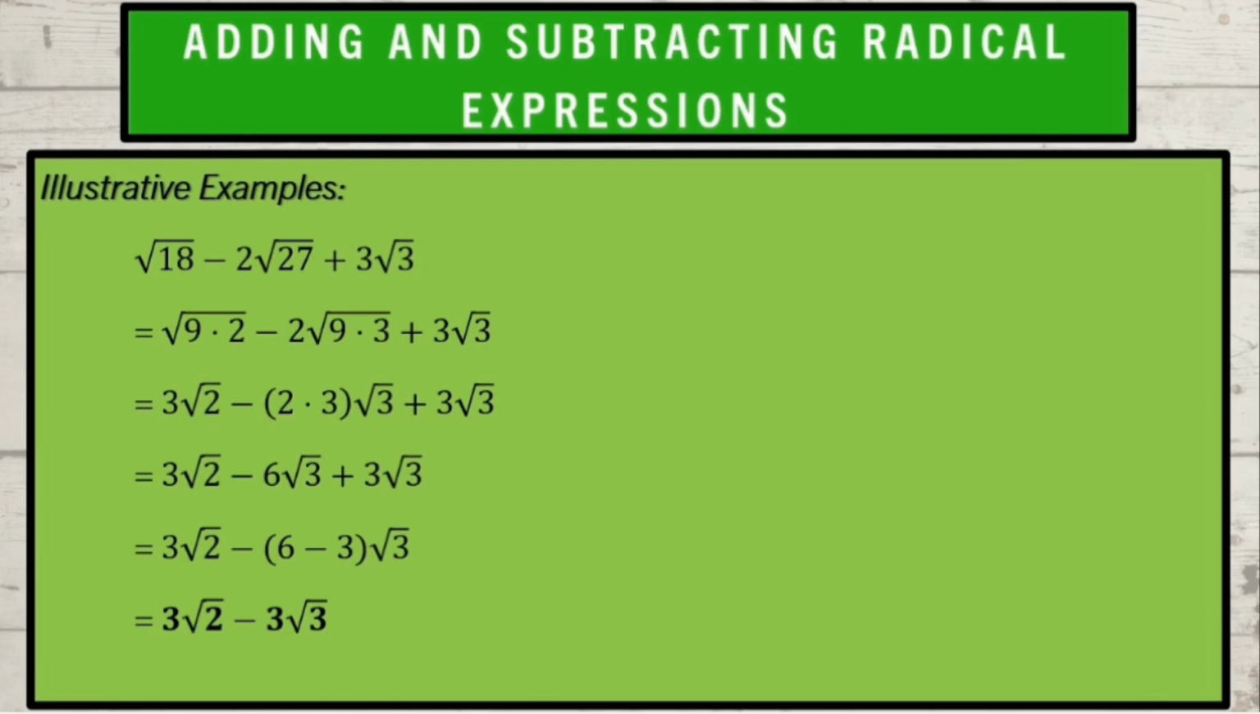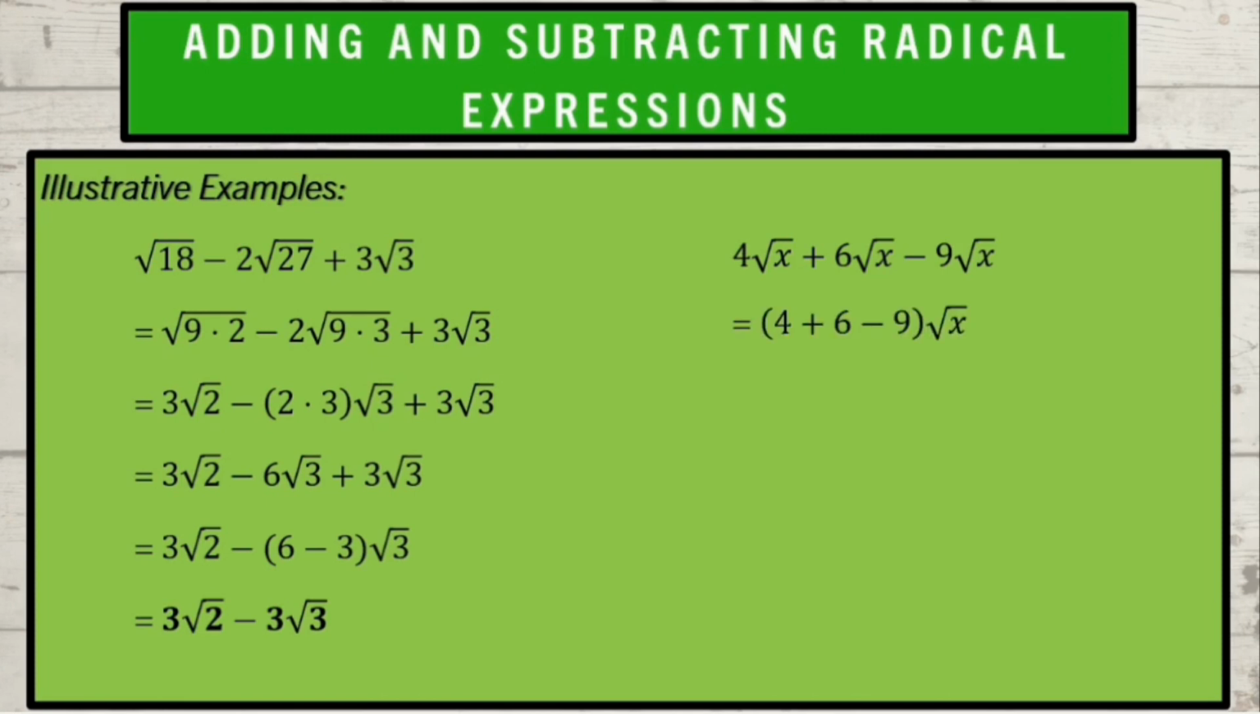Last example for adding and subtracting radical expressions. Simplify 4 square root of x plus 6 square root of x minus 9 square root of x. For step 1, let's simplify each term. Since each radical is already in its simplest form, we will now proceed with step 2, which is adding or subtracting the coefficients of the radicals having the same radicand and index.